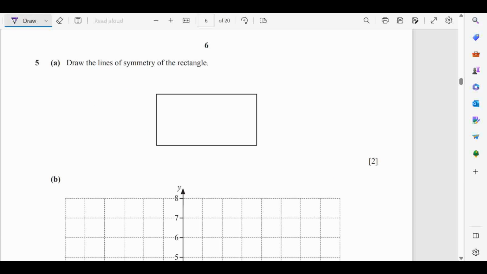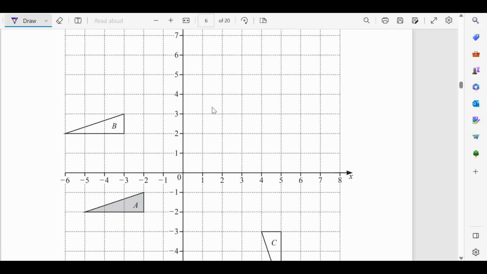Question number 5. Draw the lines of symmetry of the rectangle. Now for line of symmetry, we can see that there will be a vertical line which will divide the rectangle into two equal parts, and then there will be a horizontal line which will divide the rectangle into two equal parts. Let's move to the part B.